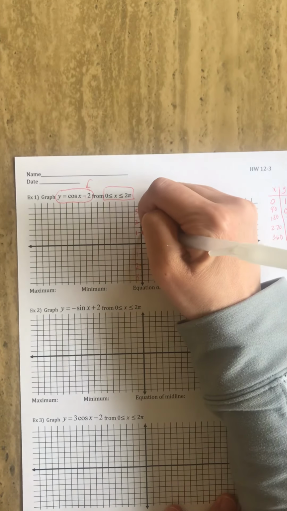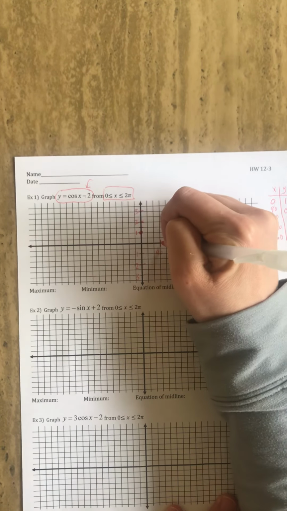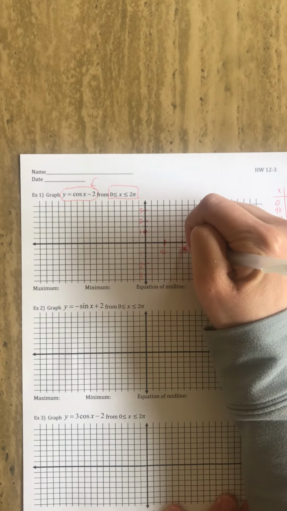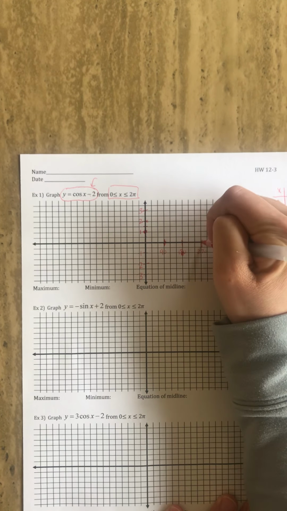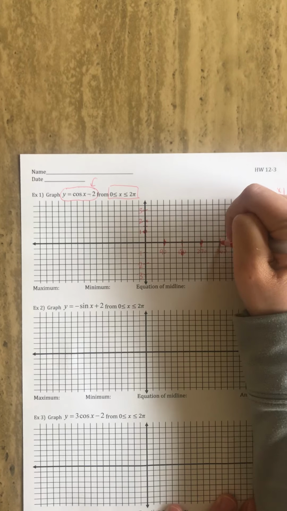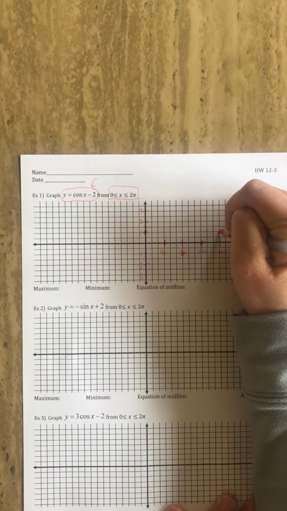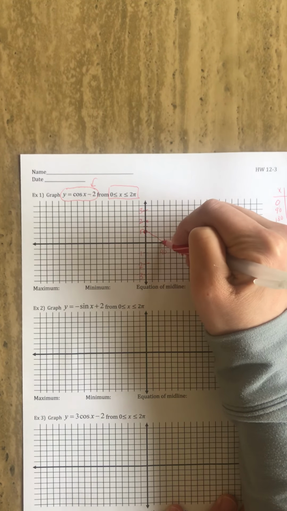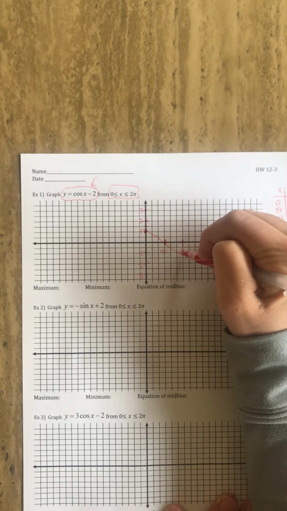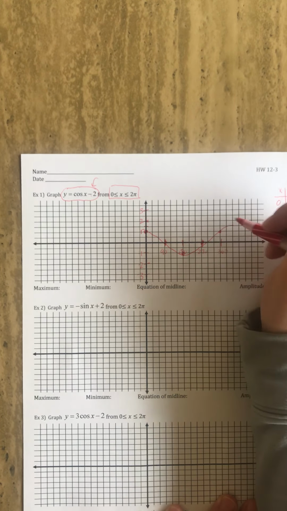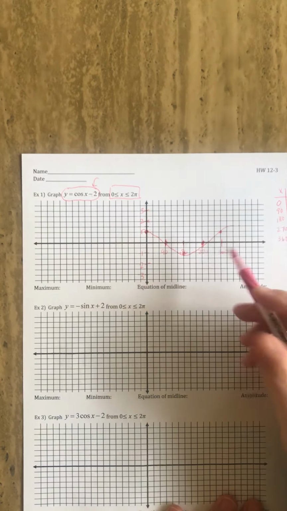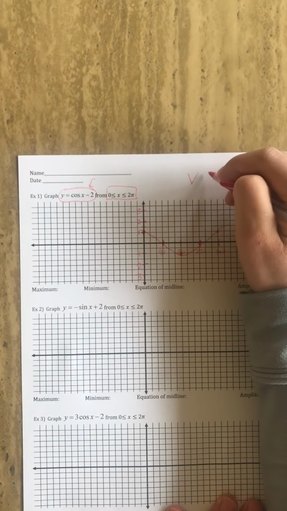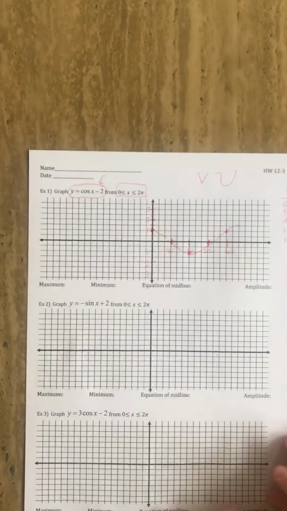So for this, we're going to start at 1. We're going to go to 0. We're going to go to -1, back up to 0, and to 1. And make sure that you guys have that curve. I know a lot of you I was commenting have more of a V shape. You guys need to make sure that it's curved, okay?